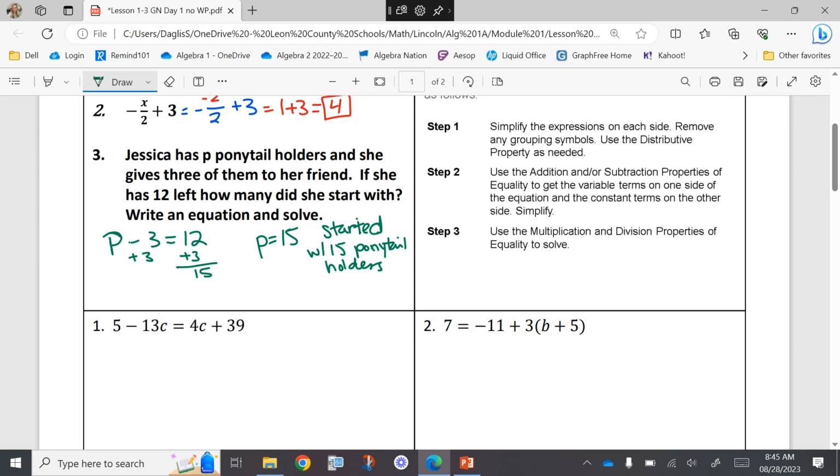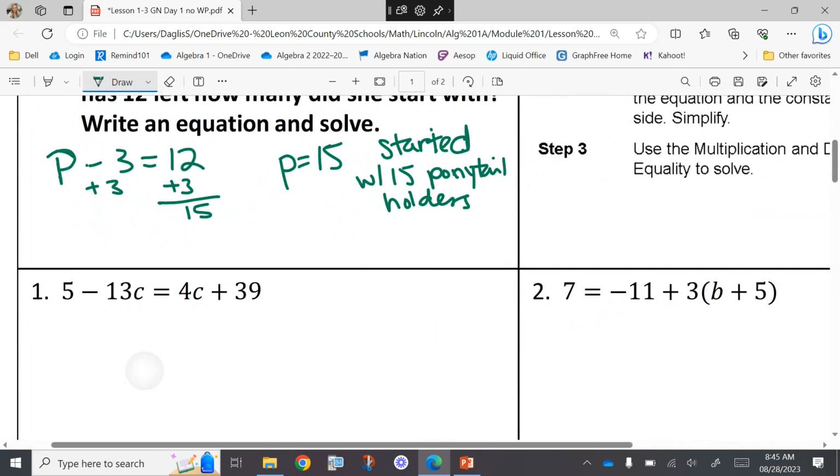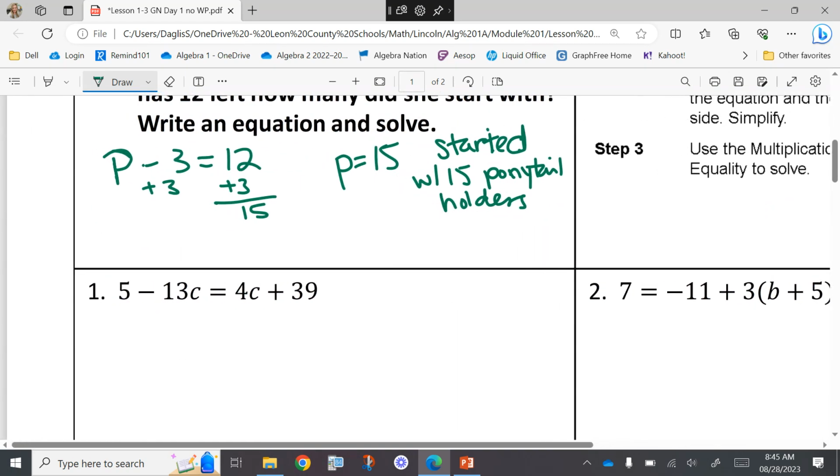Words are nice, but seeing an actual example, I think, is even better. My first one, we have 5 minus 13c equals 4c plus 39. Okay? So a rule that I'm always going to do, I'm always going to move my variable to the left-hand side. Always. Because I want my answer to be X equals blank. C equals blank. I want that letter to be first. So I see that 4C is on the wrong side. That's what I'm going to move over first.